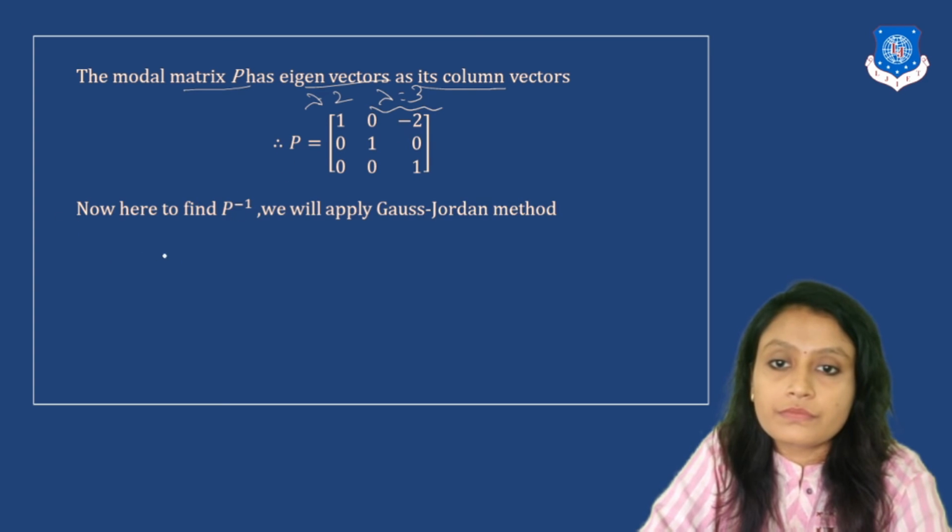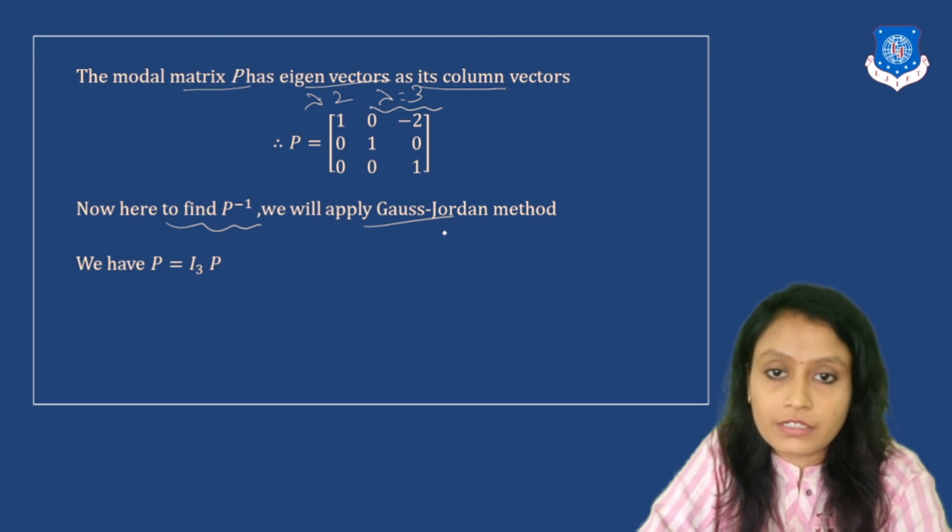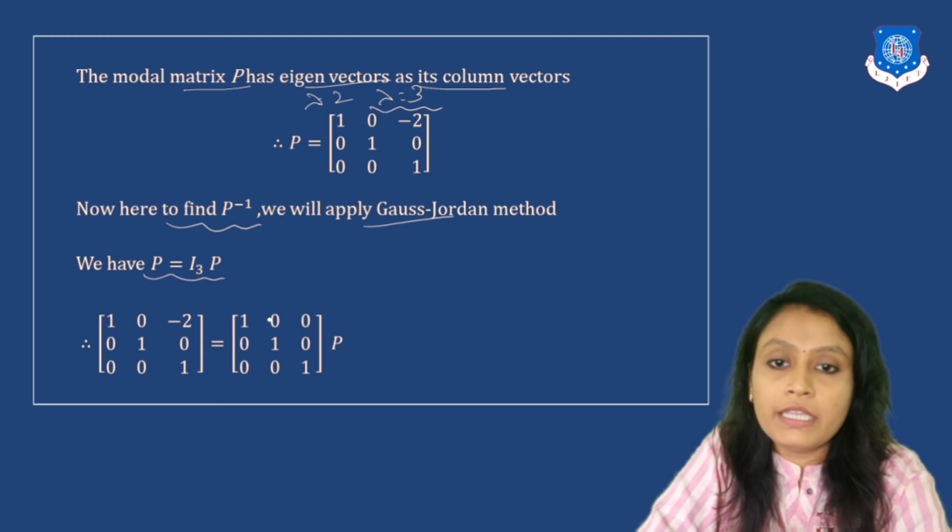Now we have to find this P inverse. For that we will apply the Gauss-Jordan method. So for that what we need is P is equal to I3 P. I3 means it is an identity matrix of size 3 cross 3. Now just substitute the value of P and I3. P is this, so just substitute it. I3 is 1, 0, 0, 0, 1, 0 and 0, 0, 1. P we will keep as it is.